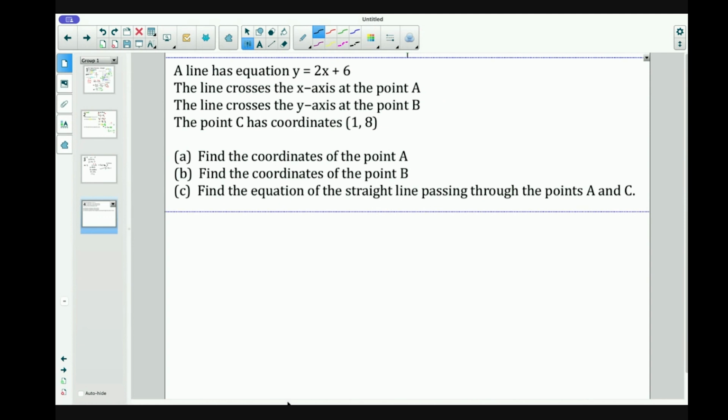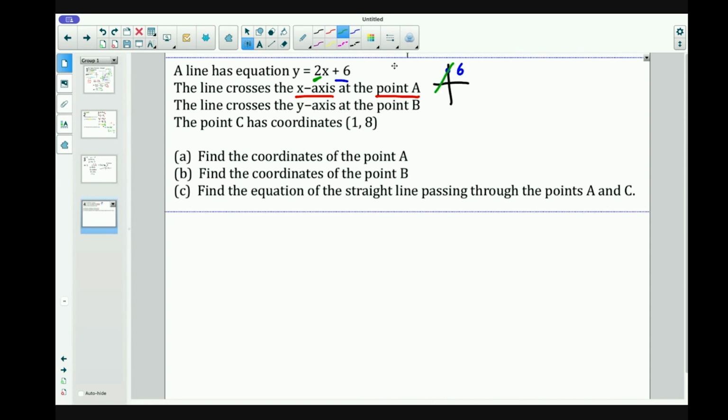So maybe we'll start off just with the theory behind this. When it comes to first A and B, we say that it crosses the x-axis at point A. I'm going to draw a little sketch here. We know 2x plus 6 means that we have a positive gradient, because our coefficient m, our gradient, is going to be 2. So our line's going to go upwards from left to right, and our y-intercept is going to be right here at positive 6. I can label a couple of things. Right here, I know that this is going to be 6 and that my line is going to go upwards kind of like this.